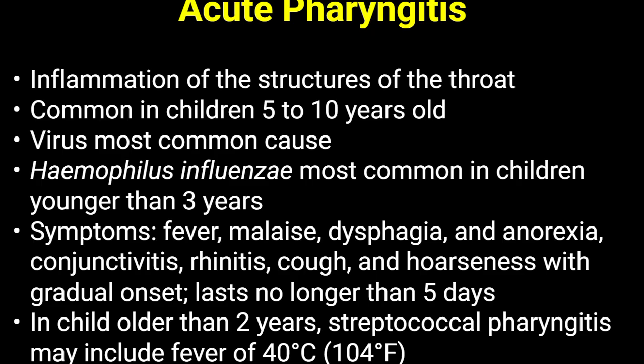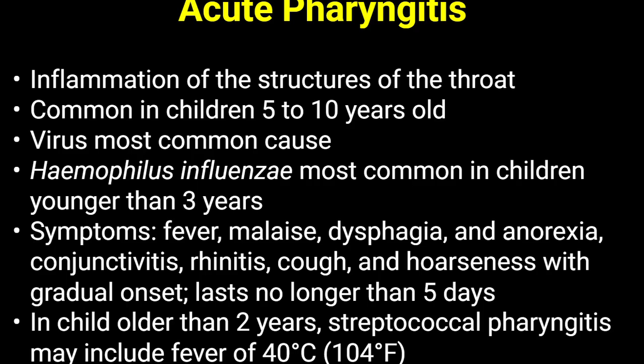Acute pharyngitis is inflammation of the throat structures. It's most common in children 5 to 10 years old. Viruses are the most common cause overall. However, Haemophilus influenzae is the most common bacterial cause in children younger than 3 years. This is important to remember because H. influenzae can cause serious complications.